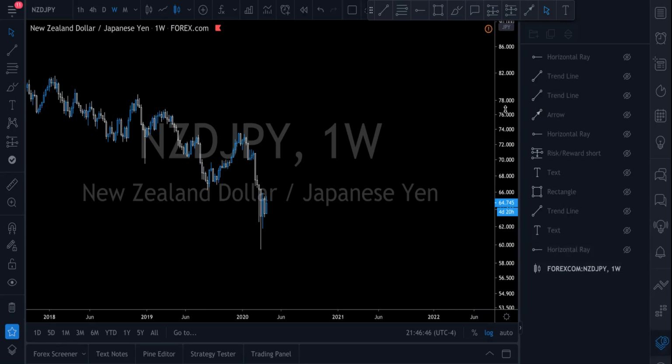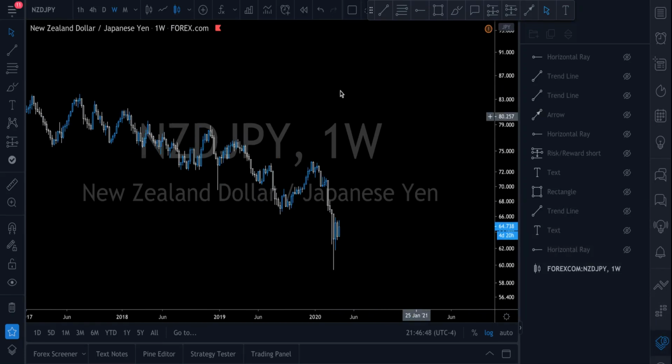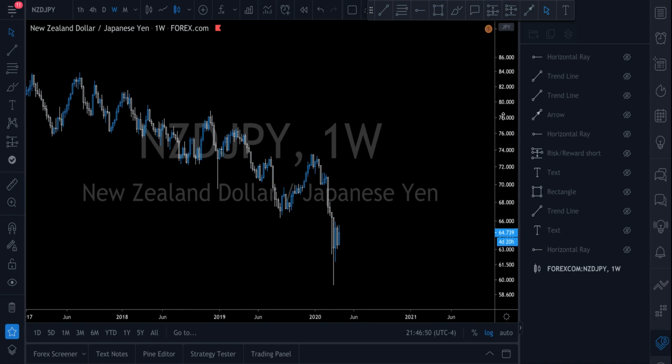What's going on, everyone? Welcome back to this multi-time frame analysis. We're going to be looking at New Zealand dollar versus the Japanese yen.